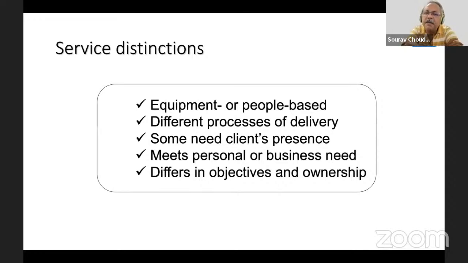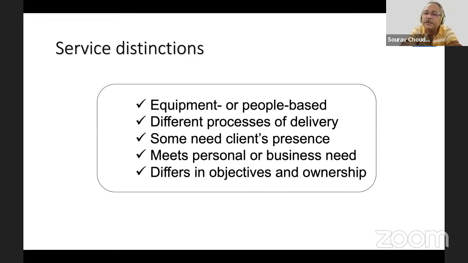Okay. Meets personal and business needs. So services can be for personal reasons and for business reasons also. You are needing a cleaning service for your office. It's a business need. And at the same time, you are needing an annual maintenance contract for your car. That's a personal service.